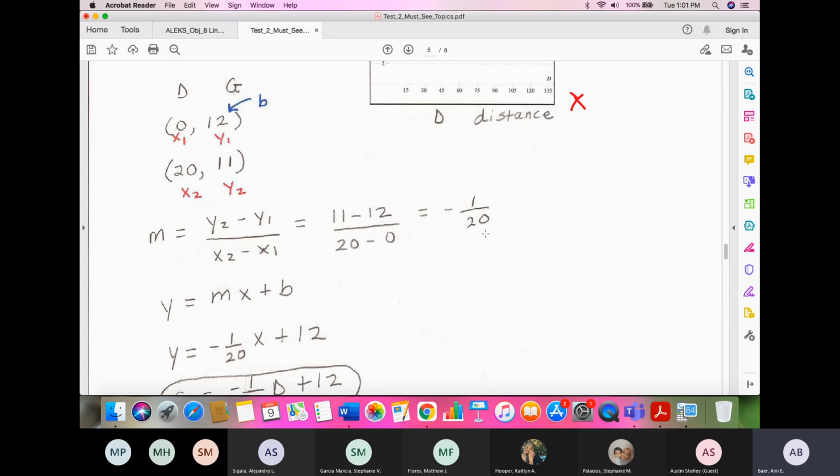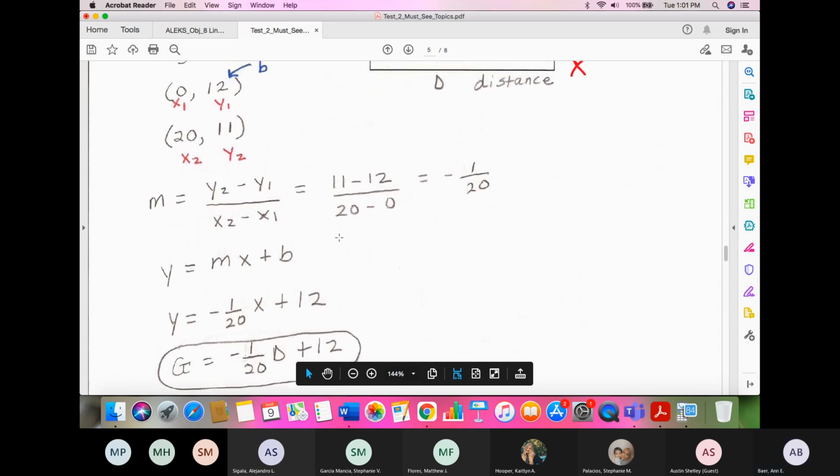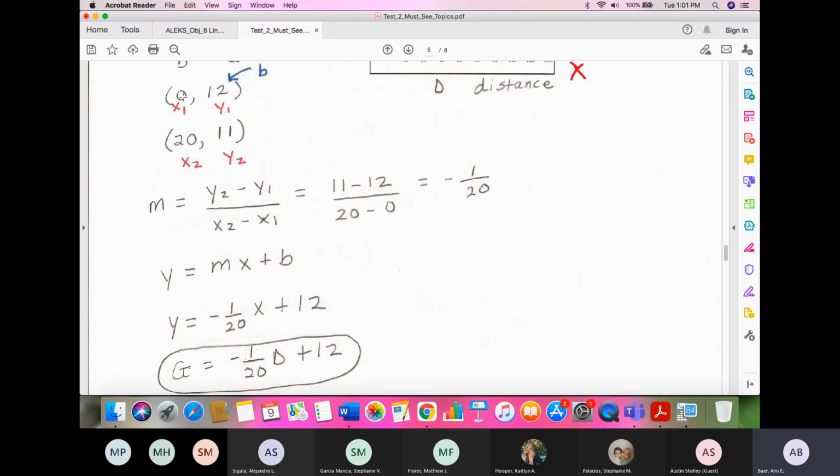So this one you can get away with y equals mx plus b. y equals mx plus b. We know what the b is. The b is the y-intercept. We know the y-intercept occurs where x is 0. That y-intercept is 12. So we know what the y-intercept is. What we can put in for b, it's 12. We know our slope. It's -1/20.